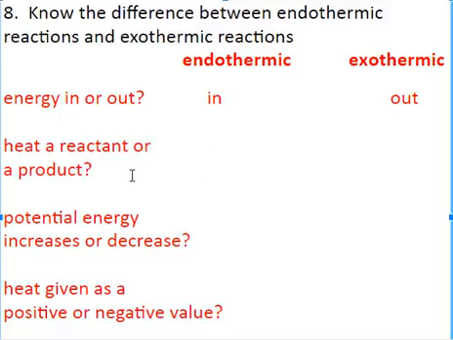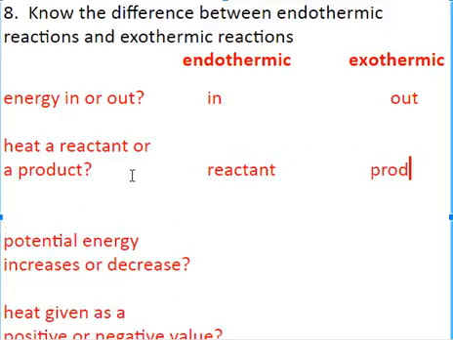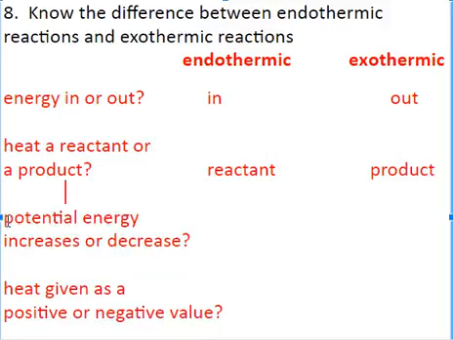So you can think of heat as a reactant in endothermic, and you can think of it as a product in exothermic. And that will become a big deal to us in chapter 17, to think of it as a reactant or a product. But you need the heat to get an endothermic reaction going. So it's a reactant. It gets released in exothermic, so we consider it a product.